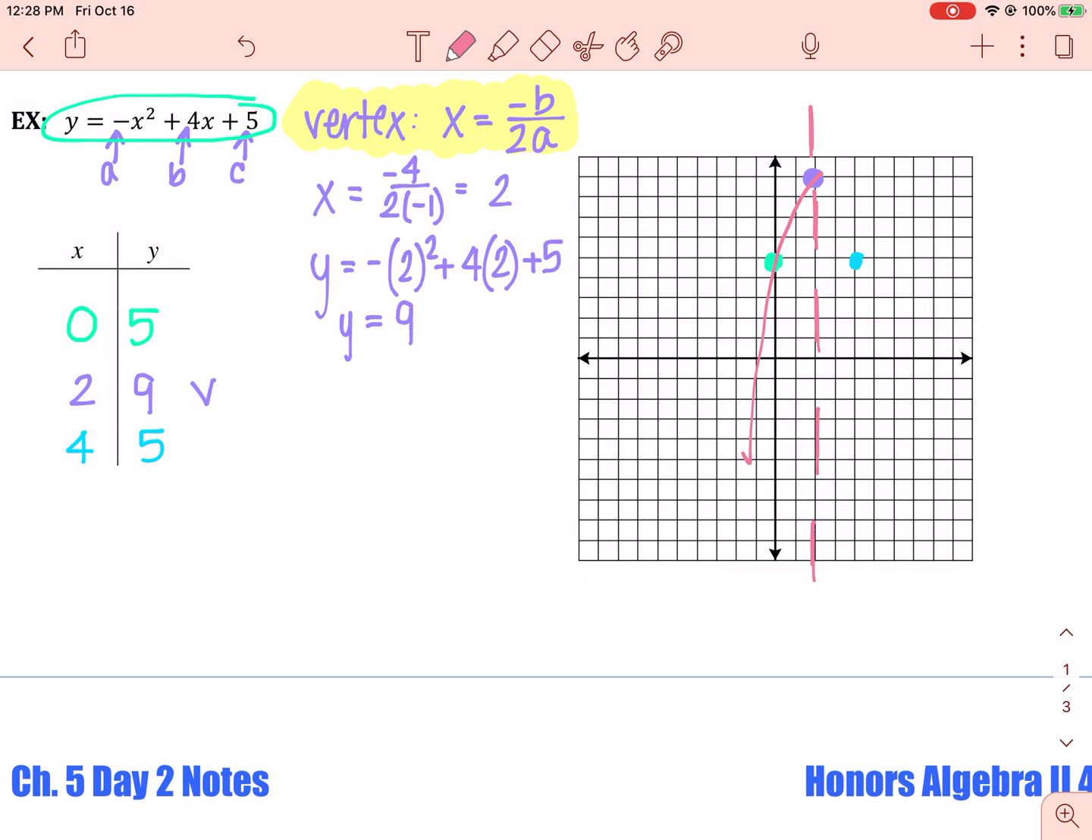I connect it in a nice U shape, nice symmetric U. That is with just 3 points. You might have to use 5 on a quiz, but just read directions.